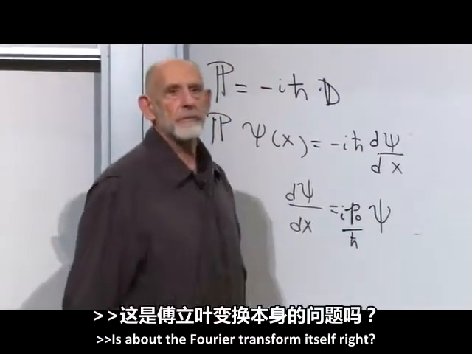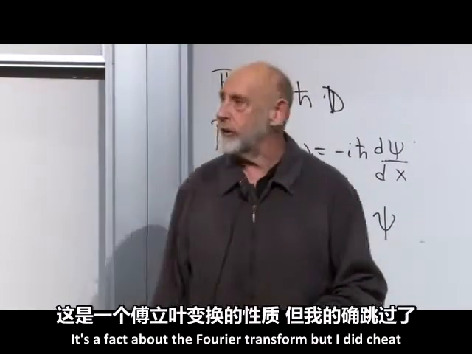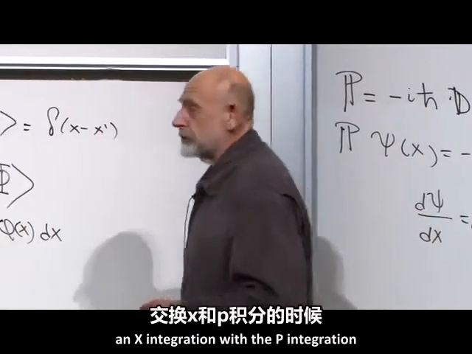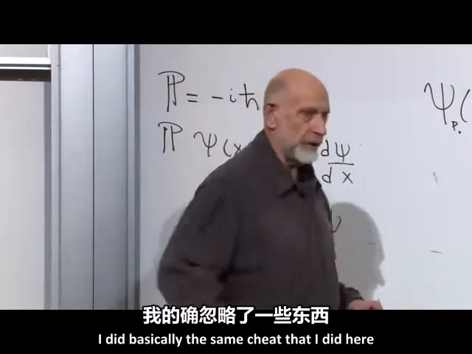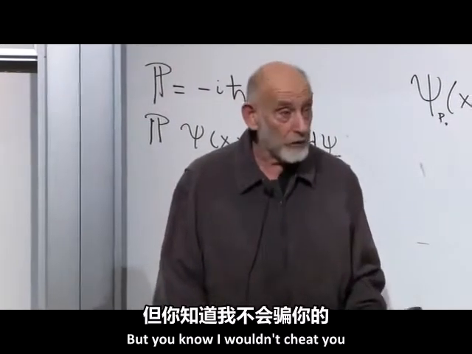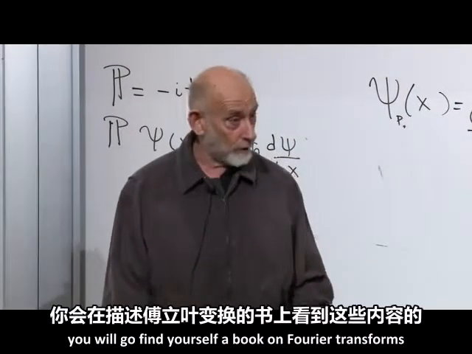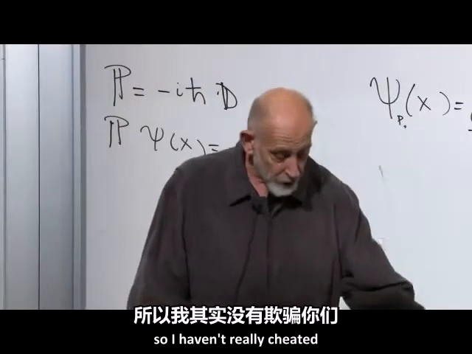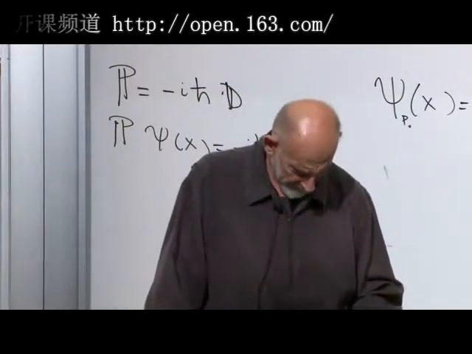But of course, it's really a fact about the Fourier transform itself, because it's not really quantum mechanics. It's a fact about the Fourier transform, but I did cheat. At some point, I interchanged an x integration with a p integration, and one of those integrations didn't converge. I did basically the same cheat that I did here. But I wouldn't cheat you if I didn't know that the steps can be filled in, and that if you go and find yourself a book on Fourier transforms, you'll be able to fill the steps in yourself. So I haven't really cheated. What I've done was just a little bit of a shortcut.